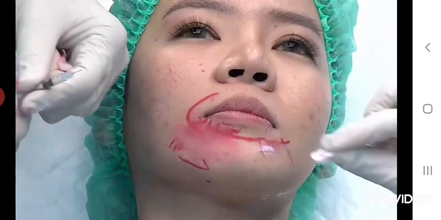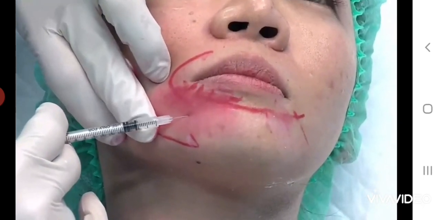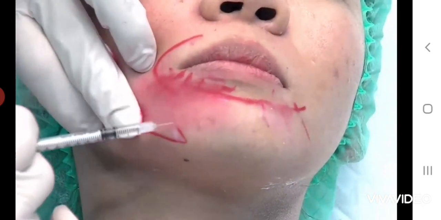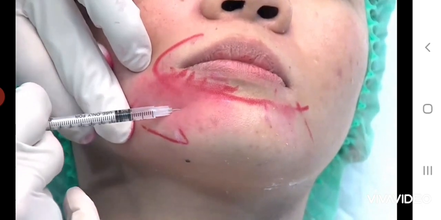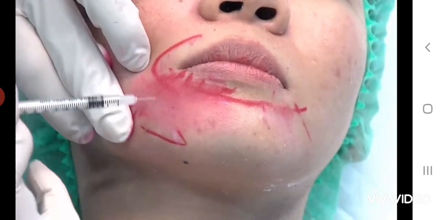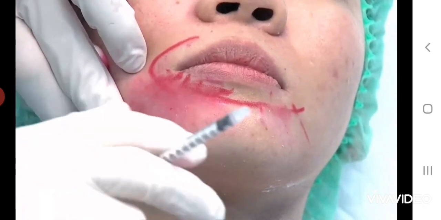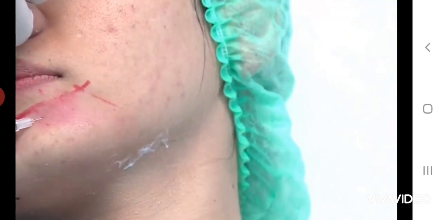Yeah. You see that? It's just superficial, not too much, not too deep. 1 centimeter above the line of the DAO here. Here, looks like this, and here looks like this. Okay, it's enough. And the rest here, I will divide into two points of injection.